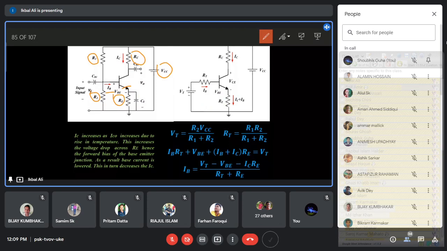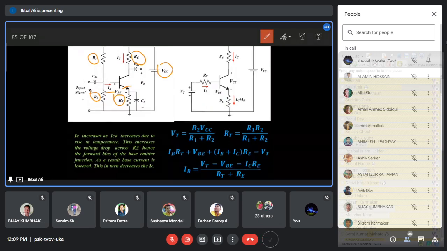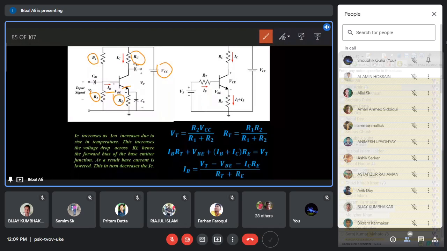The role of the capacitors, we will discuss today also. A little bit of the capacitor role we have discussed earlier. Your friend has asked a question about why these capacitors are there. So these three capacitors are there in the circuit.